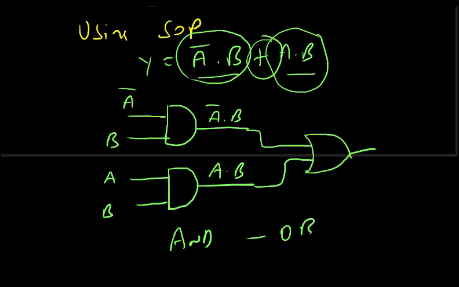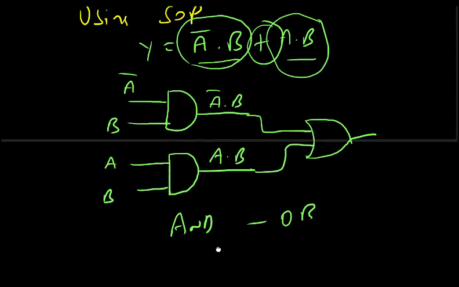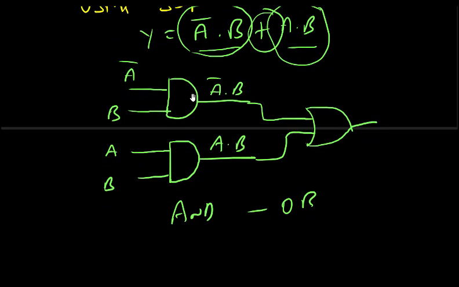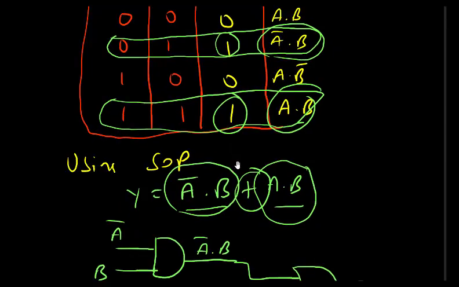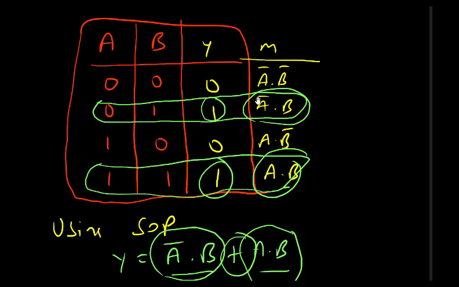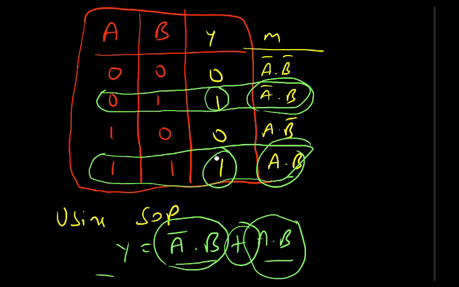So to realize this SOP, we require AND OR, and we can show that this is also equal to NAND. We replace all these AND and OR gates by NAND. Here the two ANDs are replaced by NAND, and this OR is also replaced by NAND. We'll get the same output as AND OR. So let us summarize. For SOP, we take the min terms for which output is 1, and we got this.